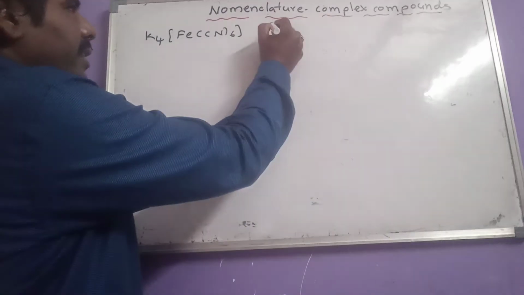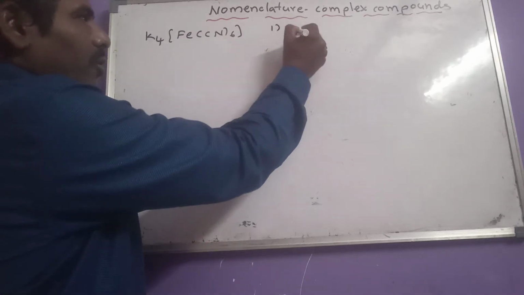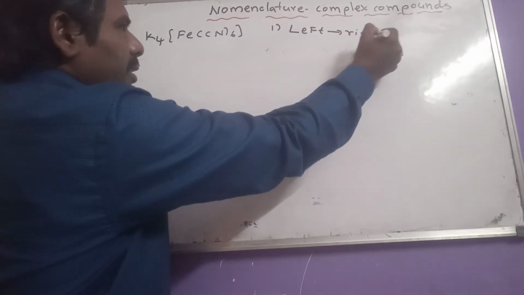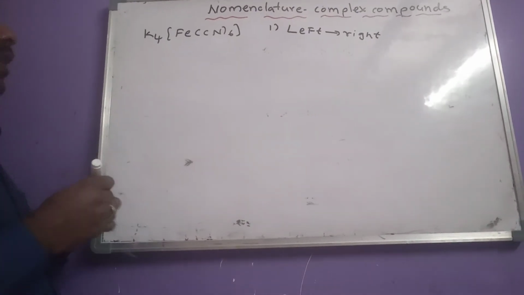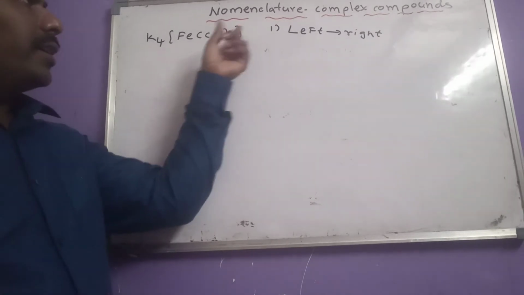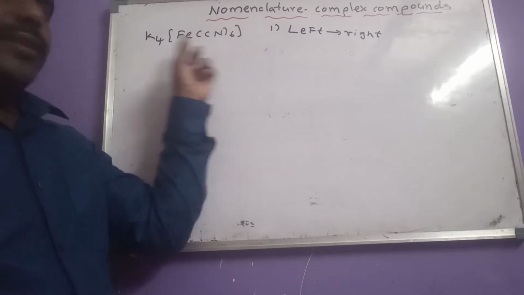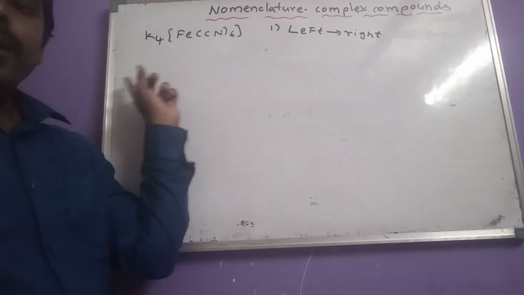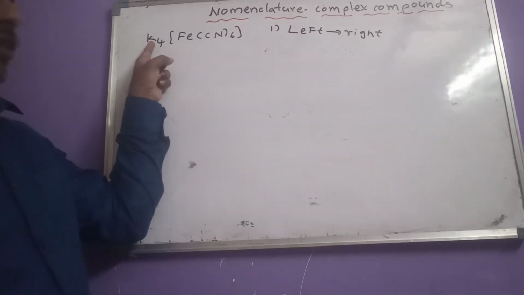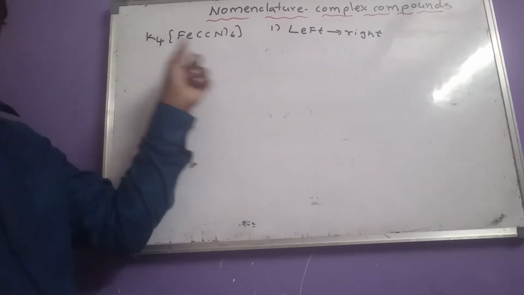The first thing is, to name a complex compound, a simple rule we have to follow. We have to name that complex compound from left to right. Of course, first we have to name the cation, then the coordination sphere, and after this coordination sphere, sometimes an anion is also present. That means we have to follow that order, left to right. Here, first we have to name the potassium, then this coordination sphere.